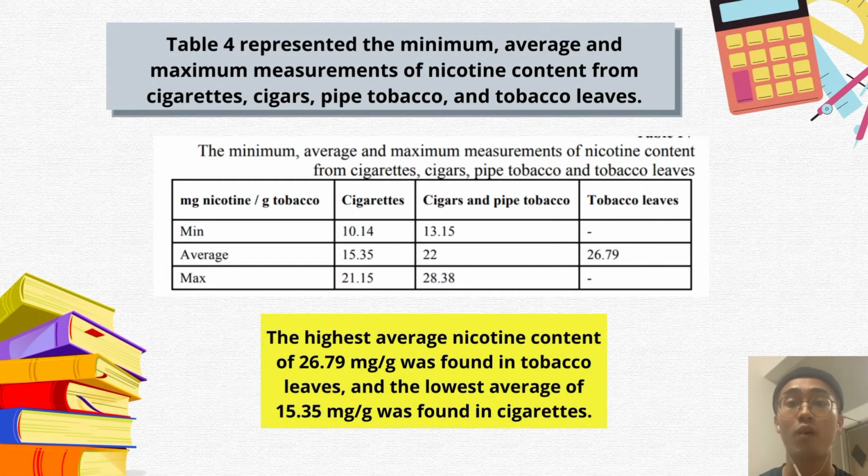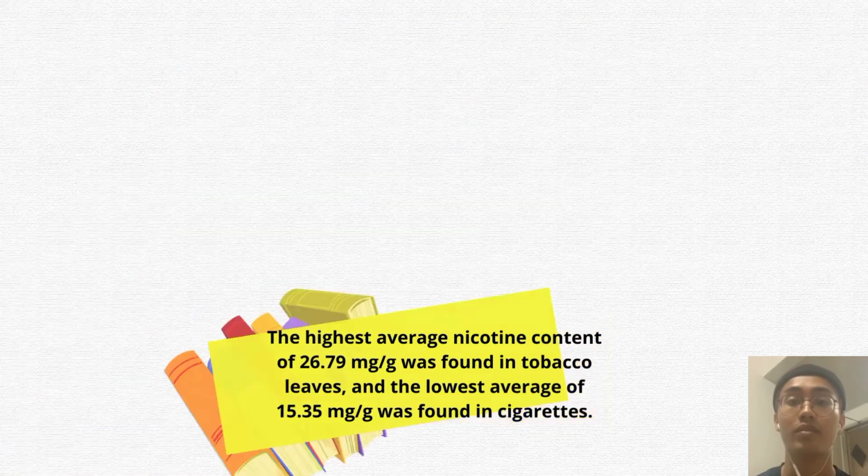Next is Table 4, which represents the minimum, average, and maximum measurements of nicotine content from cigarettes, cigars, pipe tobacco, and tobacco leaves. As for the highest average nicotine content, 26.79 mg per gram was found in tobacco leaf, while the lowest average of 15.35 mg per gram was found in cigarettes.